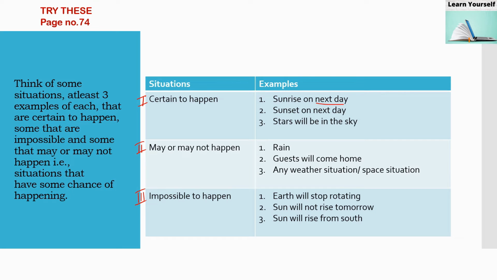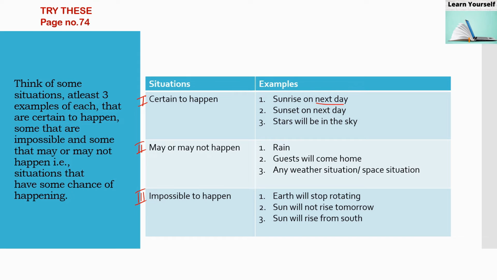The second type of situations we are listing here are may or may not happen. It may happen or it may not happen. So first is it is going to rain tomorrow or it is going to rain in the evening. A guest will come home in the evening or guests are going to come tomorrow or something like that.